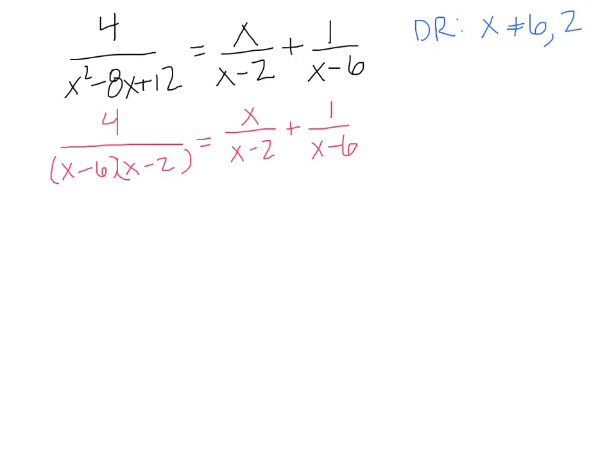I can also find my least common denominator. The first fraction says, well, you need an x minus 6 and an x minus 2. The second fraction just needs an x minus 2, and I've already got that covered, as well as the third fraction, where I needed the x minus 6. So we can go ahead and multiply through by our least common denominator and see what cancels.